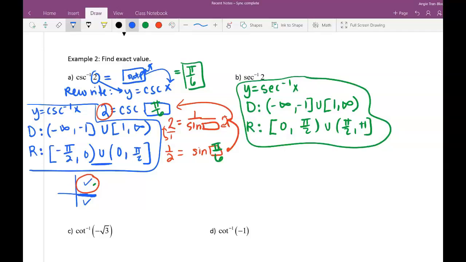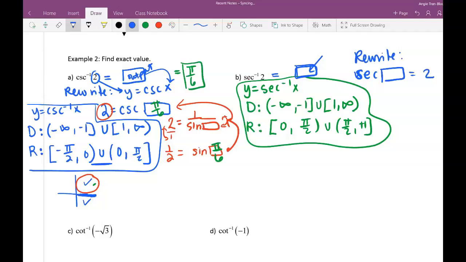So how do I solve this problem? Secant inverse of 2 equals some answer. Don't know what that answer is? Let's rewrite then. This is the output of my inverse, so now it becomes the input. So secant of what, the same box, is 2?